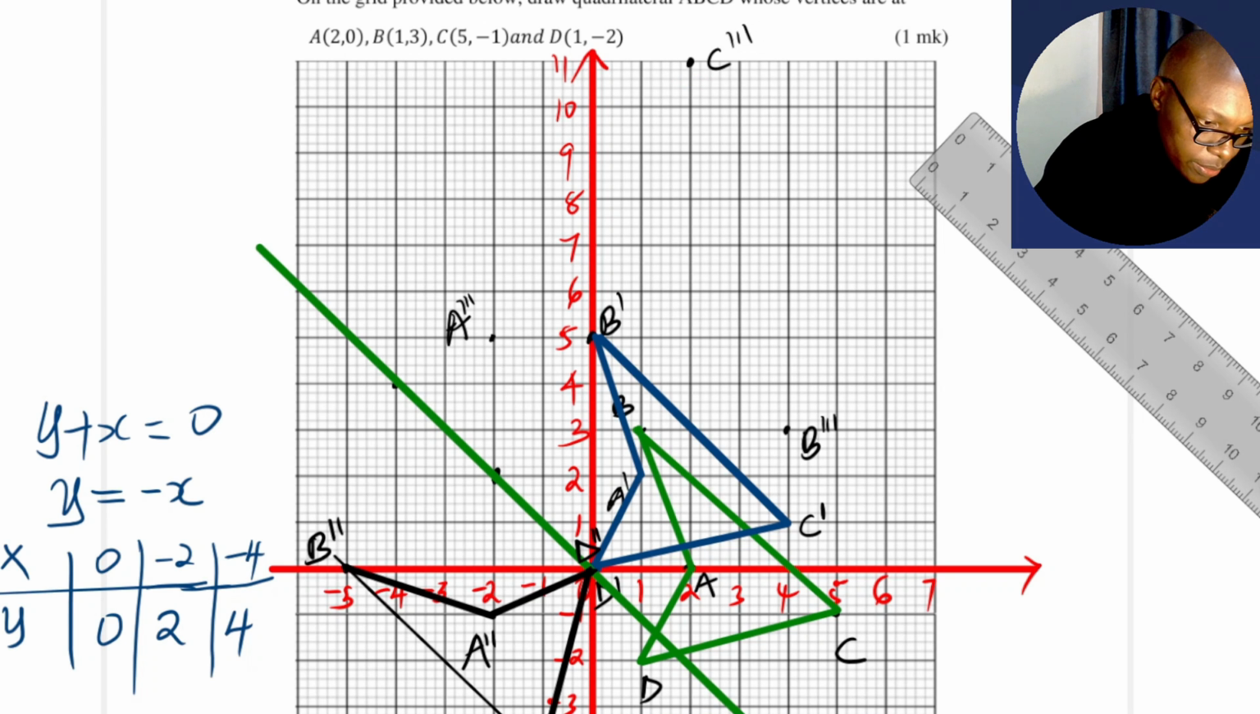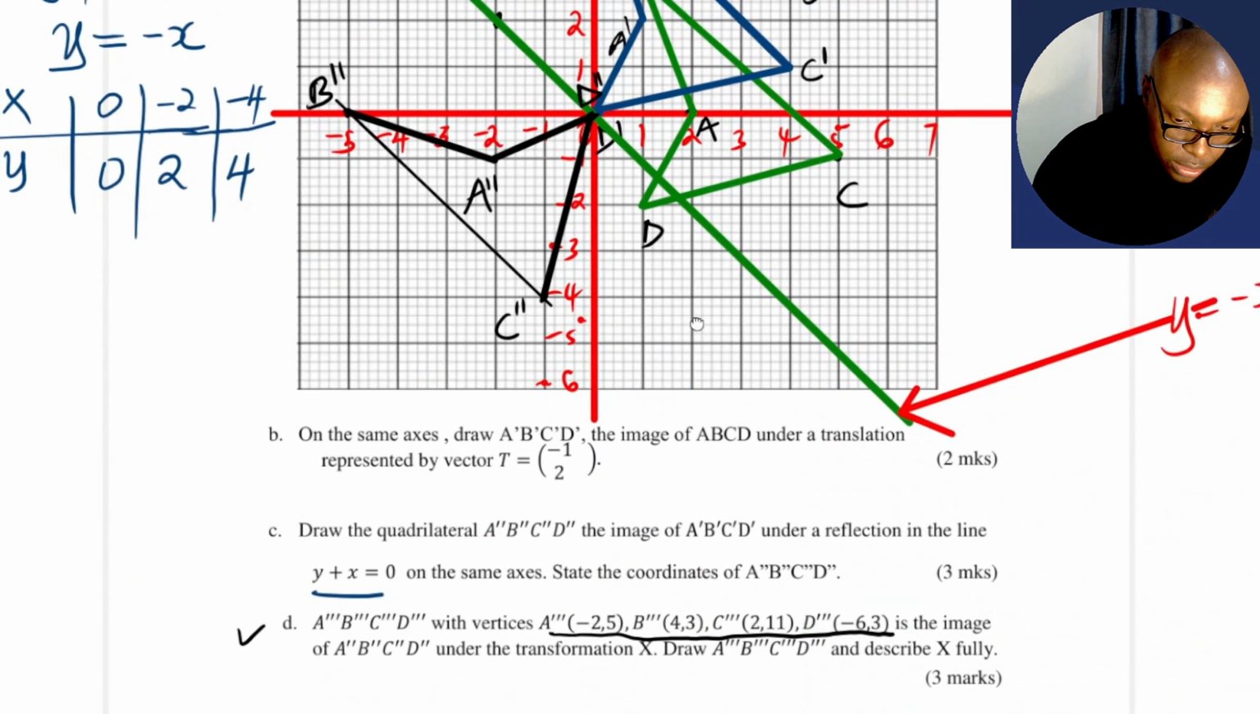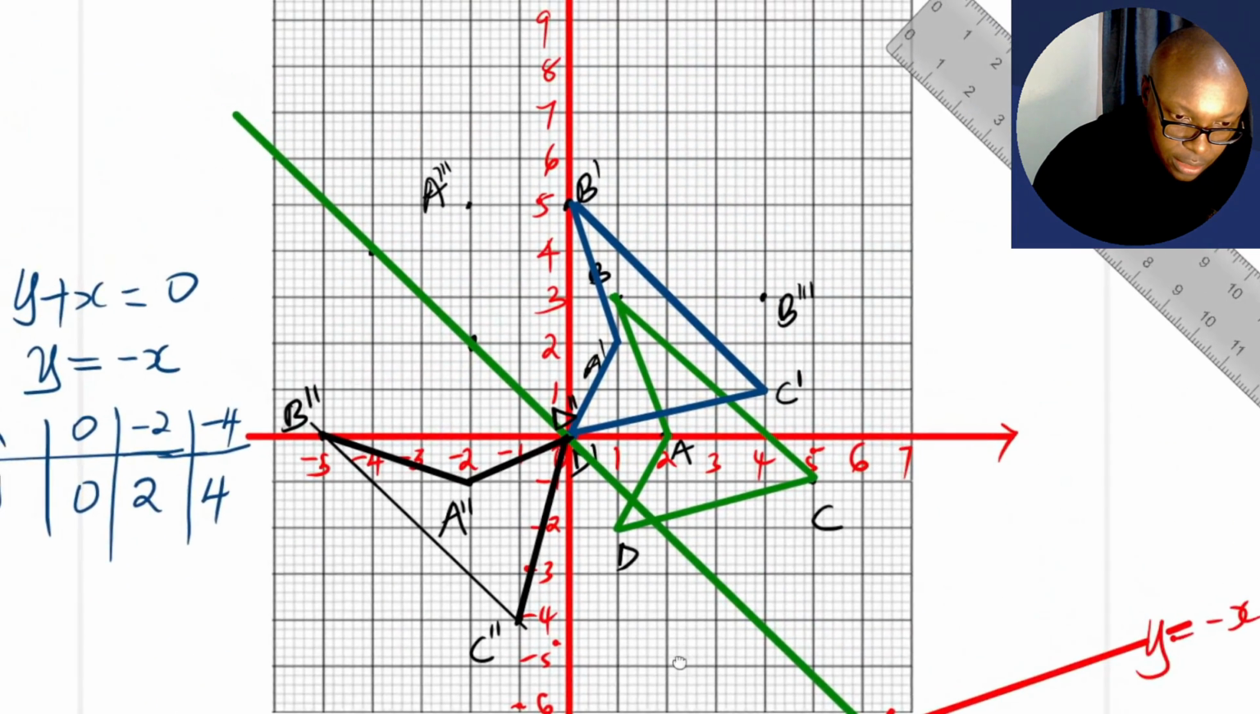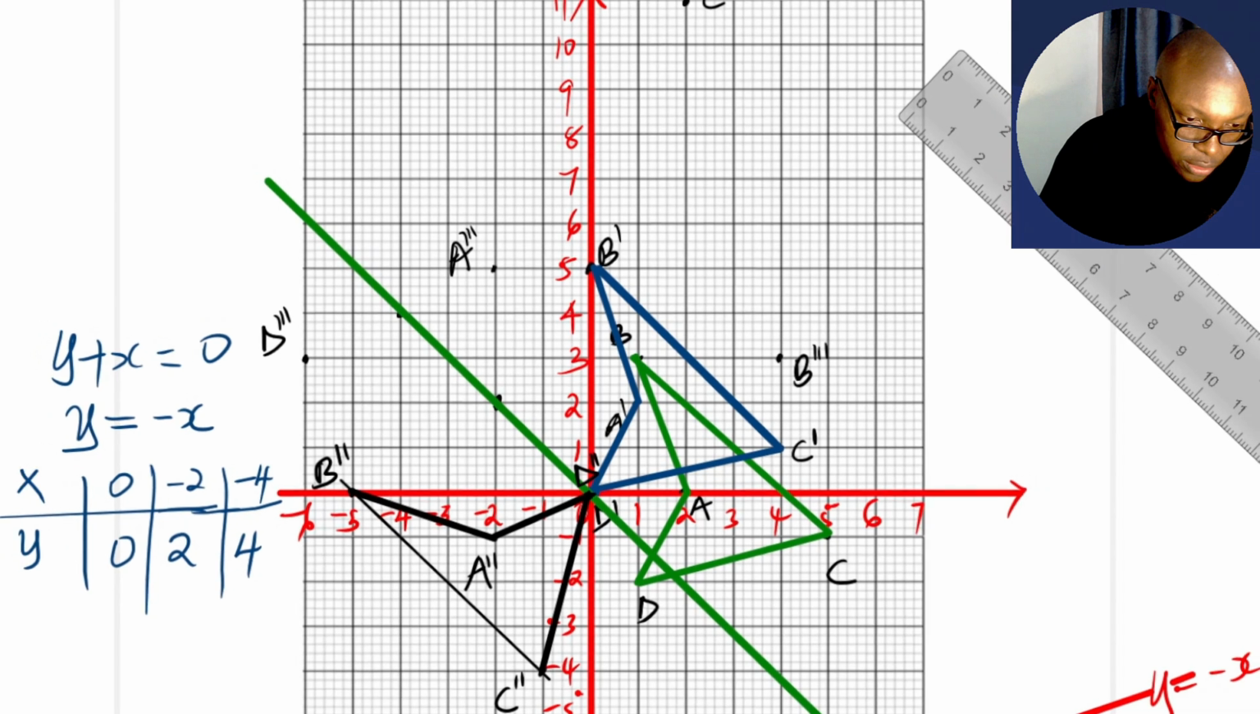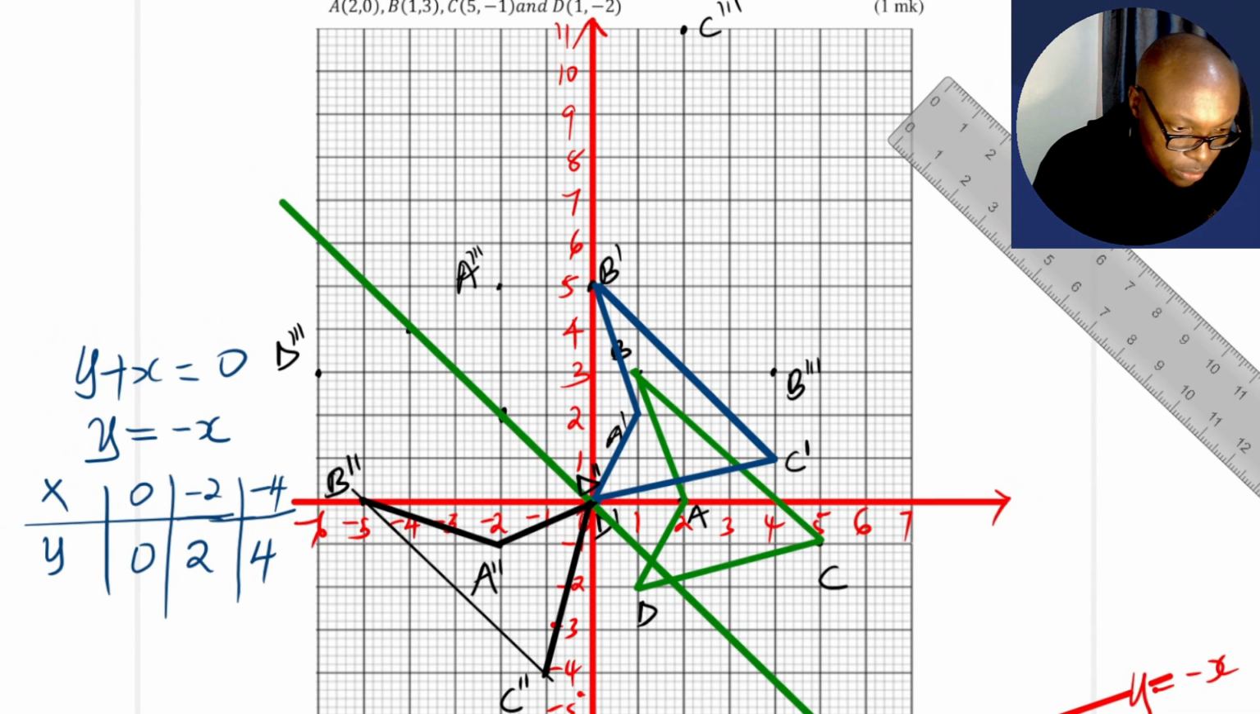And then the last one is D3: negative 6, 3. Negative 6, 3 will be here, so these will be D3. Now we have the quadrilateral. The only thing remaining is joining the points to get it. So we have A3 here, B3 here, C3 here, and D3 here.